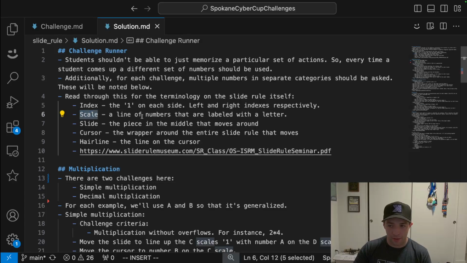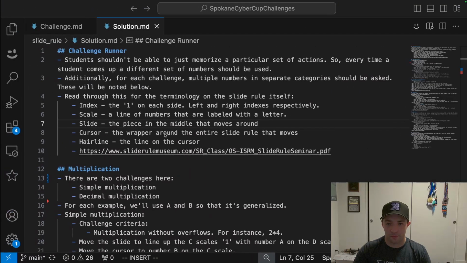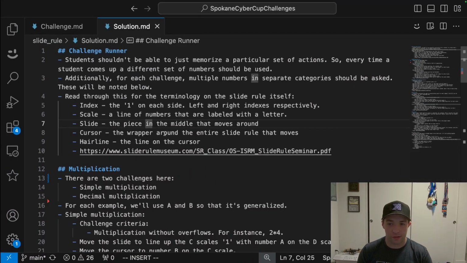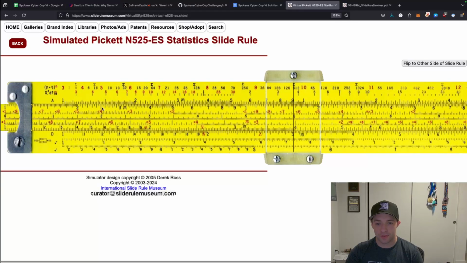The next part is a scale, and this is a line of numbers that are labeled with a letter. So for instance, we have the A, B, C, and D scale, where the D scale are all these numbers here, and the C scale are all these numbers on top here. So we talk about the left and right index and the various scales. We also have the slide. The slide is the piece in the middle that can move around.